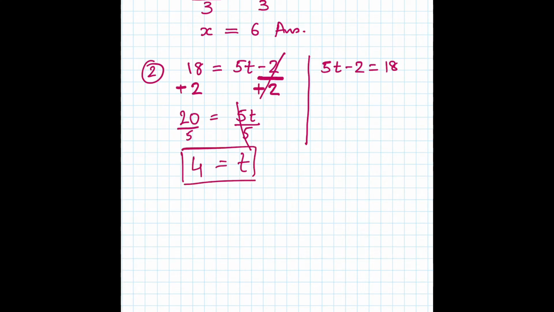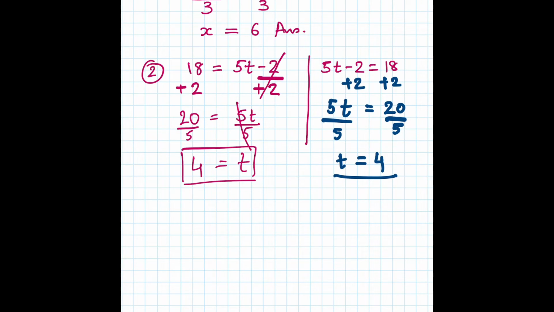It's the same thing. The other way of solving it is exactly the same. We are going to do plus 2 on both sides. That will give us 5t is equal to 20. And then we divide by 5 on both sides, and that will give us t is equal to 4. So no matter how they write the equation, you can still solve it the same way. Right, so that was level 2.